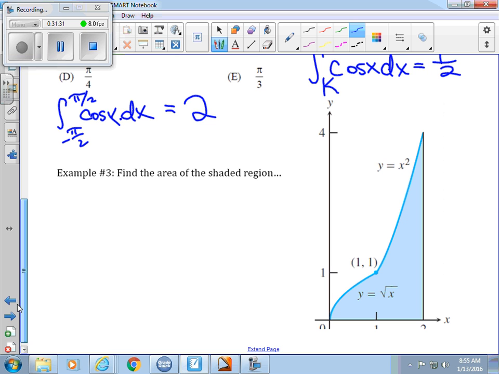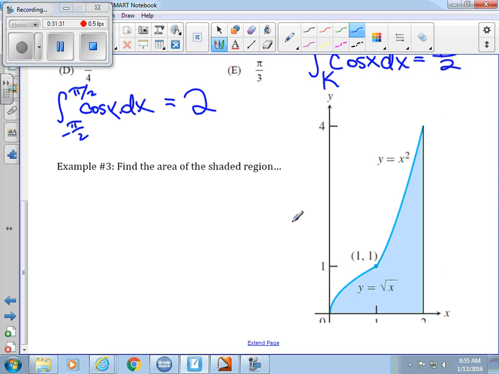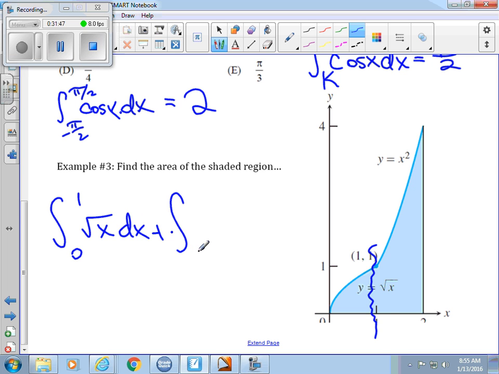The last one, just a mental note, I have 2 different functions. So to find this area, I need to break it up into the integral from 0 to 1 of the square root of x plus the integral from 1 to 2, that says 2 down there if you can't see it, of x squared. Does everyone see how I got that? You have 2 different functions, do 2 different integrals.